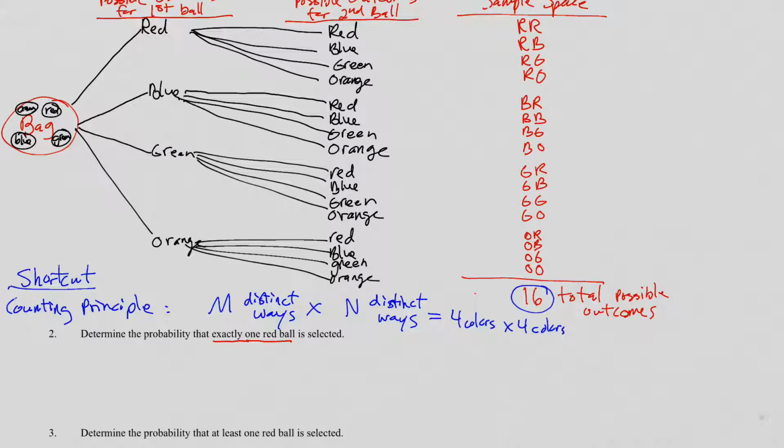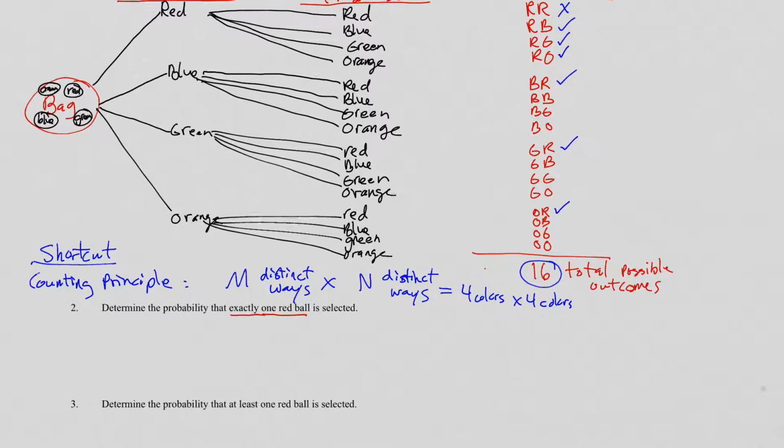I'm going to start at the bottom. There's a red ball there, there's a red ball there, there's a red ball there, and then there's a red ball here, here, and here. But we cannot use this one because that has 2 red balls, and the requirement was exactly 1. So we cannot use the outcome that has 2 red balls. So that's 1, 2, 3, 4, 5, 6.